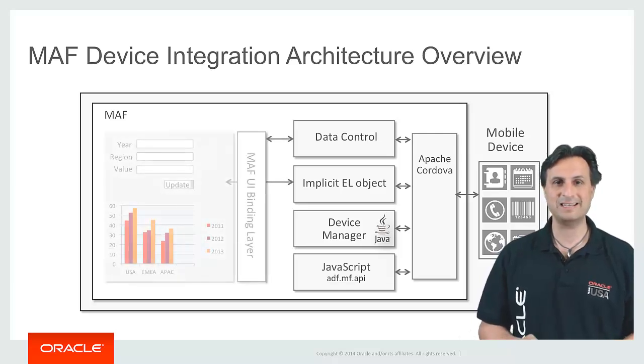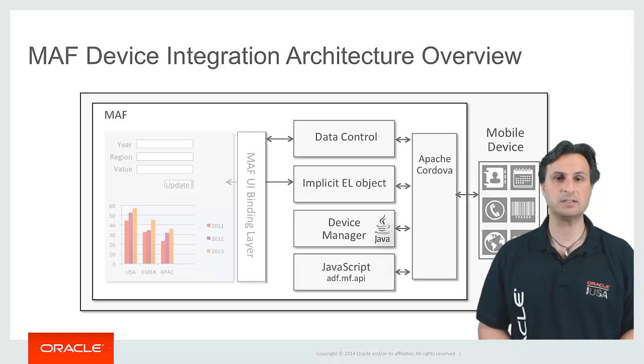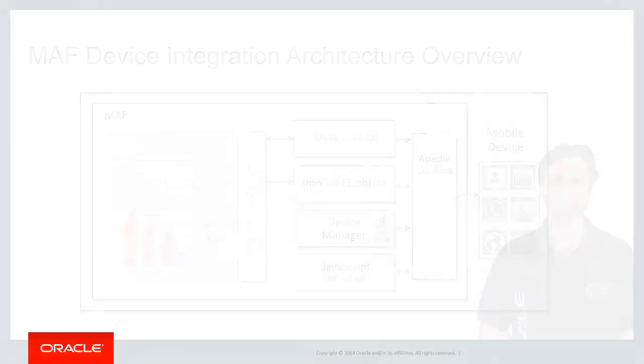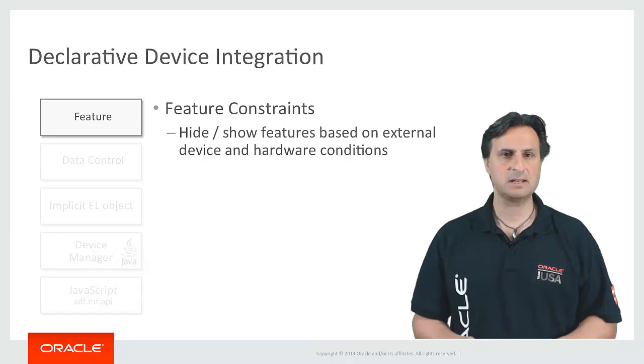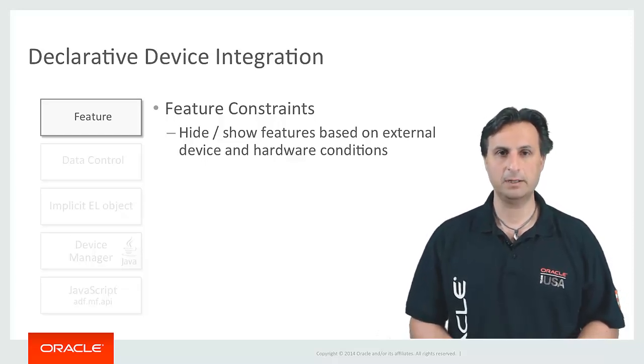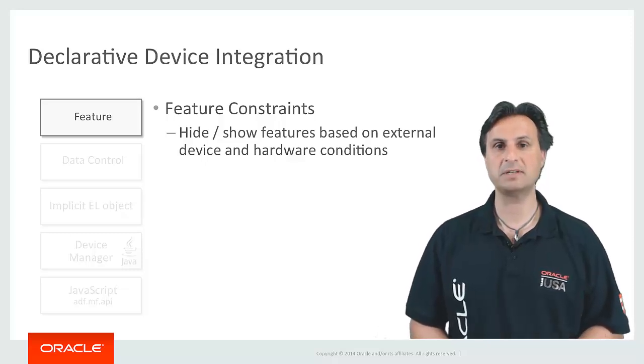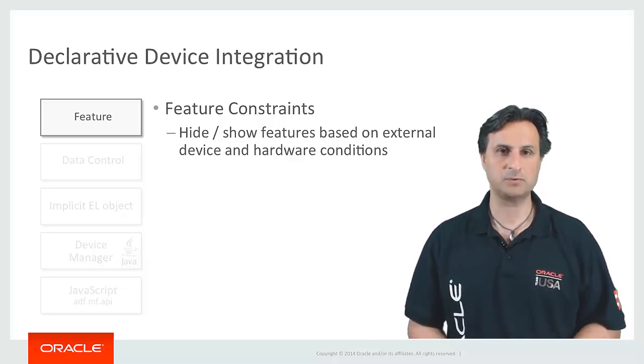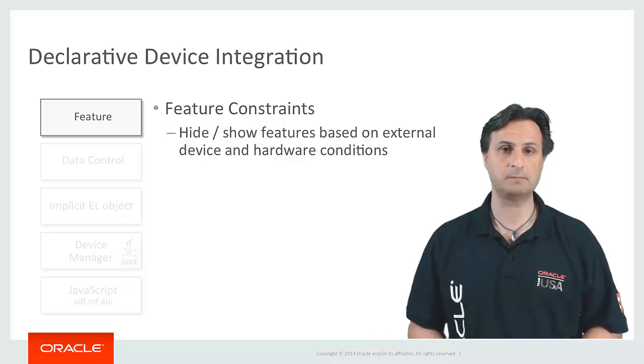And then you use this access path to the device integration to integrate device capabilities in your user interface. Now that could be, as I said, showing or hiding functionality, but it could also be to create a form to create new contacts. And this with the data control would be all declarative. So let's have a look at all of the declarative options to access device integration functionality in MAF. In another recording we will look at the programmatic options.